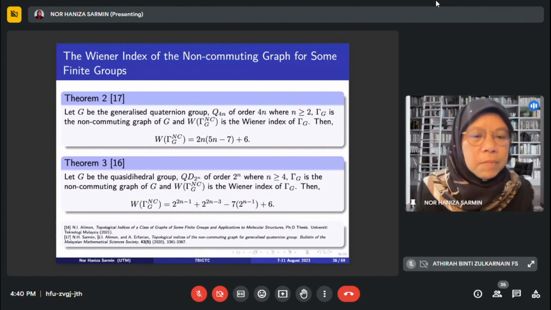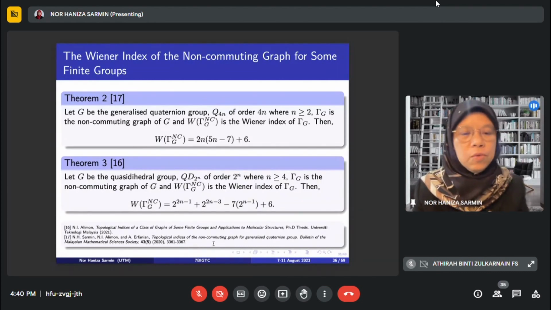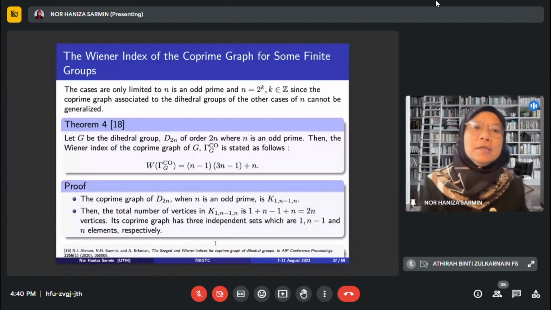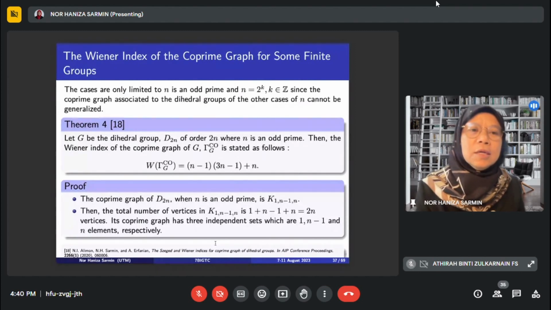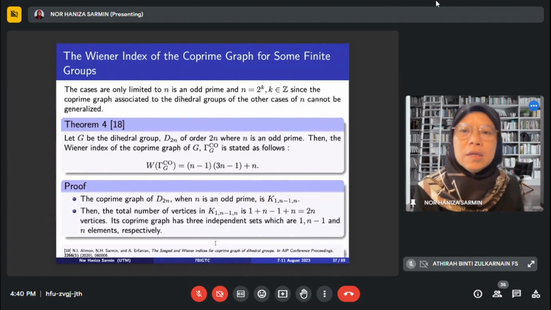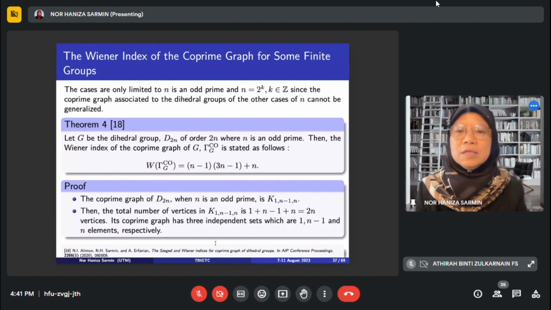This is from my former PhD student, Nur Idayu, working together with Professor Ahmad. The next one is the Wiener index of the co-prime graph for some finite groups. So this is limited to n odd, and n is 2^k, because the other cases are open problems, since we cannot generalize the co-prime graph for the case other than the even n.